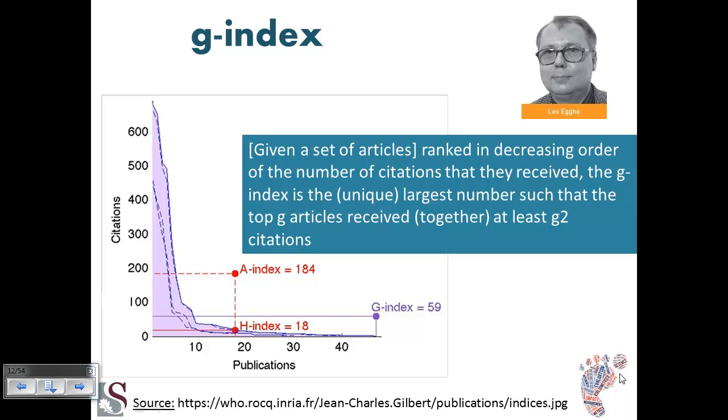A scientist with a G index of 35 means that 35 of her papers together have at least 35 times 35 citations. So G squared. The G indexes of researchers vary more than those of H indexes, which makes it a useful measure to distinguish between researchers.